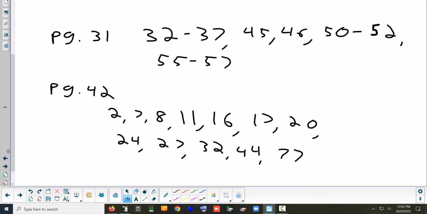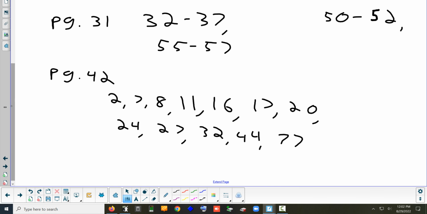Okay, we're going to skip 45 and 46. So it skips around, so 32 to 37, 50 to 52, 55 to 57, that's page 31. And then page 42, again, it just kind of skips around. So it's probably like 18 questions or something. Okay. And we'll take a look at that first thing tomorrow.